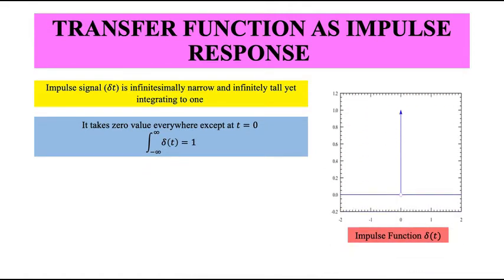Another way of looking at the transfer function is to look at the impulse response of a system, which means the response of the system when the input is an impulse. What is an impulse? By definition, it is an infinitely narrow and infinitely tall signal. It takes the value 0 everywhere, and at t equals 0 it is an infinitely tall signal such that the area is 1. So how do we construct this impulse signal?